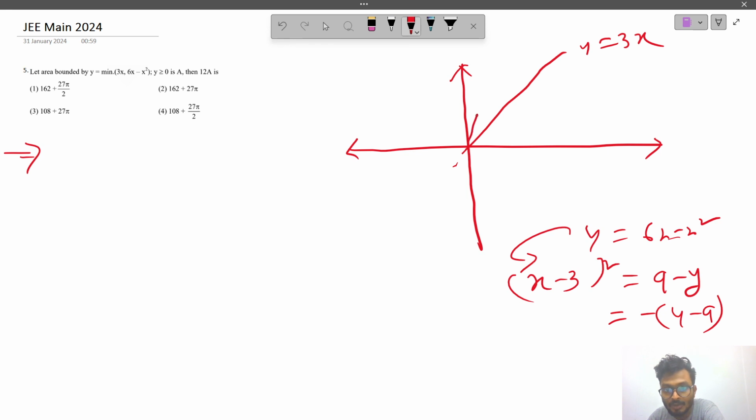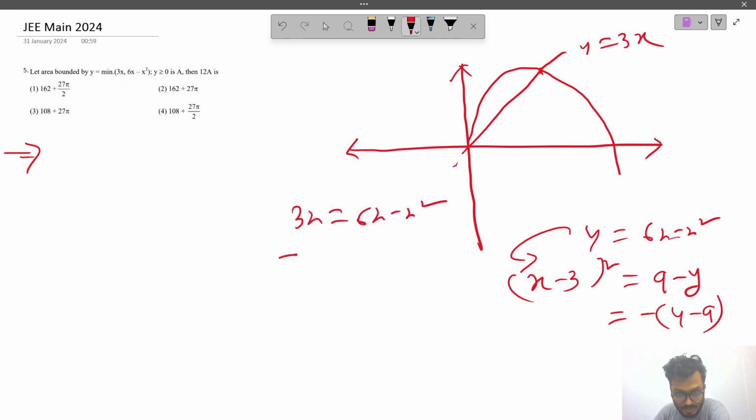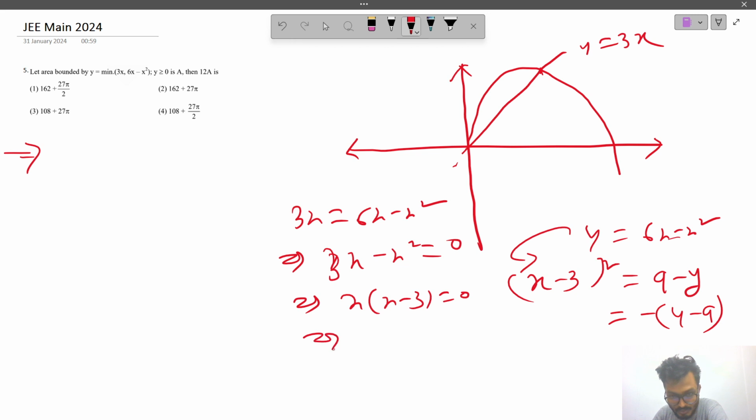Then it will go like this and cut at some point here. What is this point? Let us look. For this point, 3x equals to 6x minus x square. So 3x minus x square is 0. That means x into (x minus 3) is 0. So this is x equals to 0 and x equals to 3.